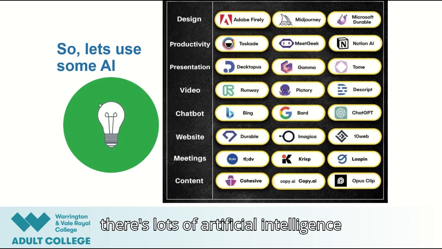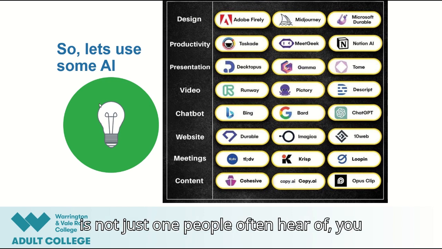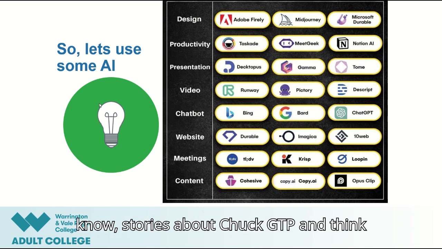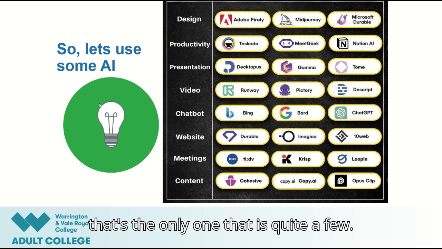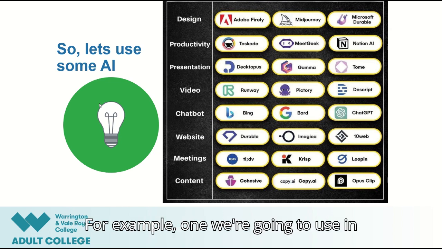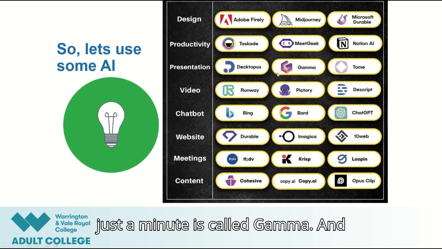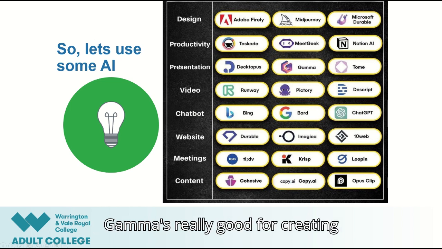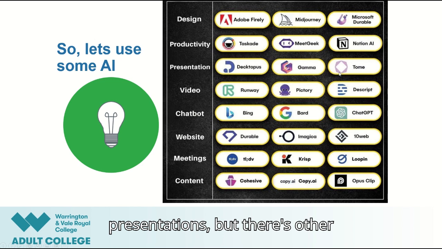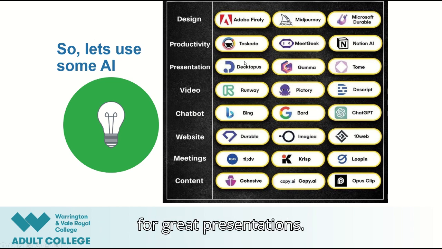And there's lots of artificial intelligence. It's not just one. People often hear stories about ChatGPT and think that's the only one. There's quite a few. For example, one we're going to use in just a minute is called Gamma. And Gamma is really good for creating presentations, but there's other artificial intelligence which is great for creating presentations.